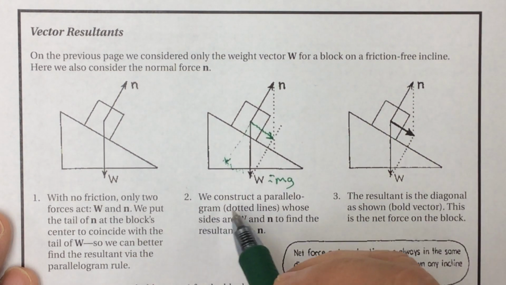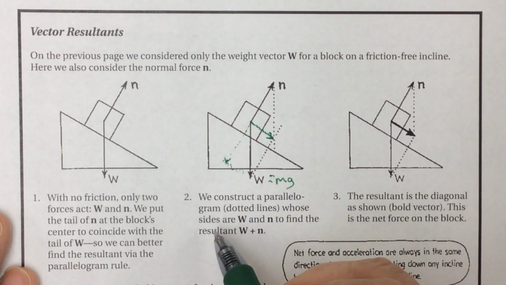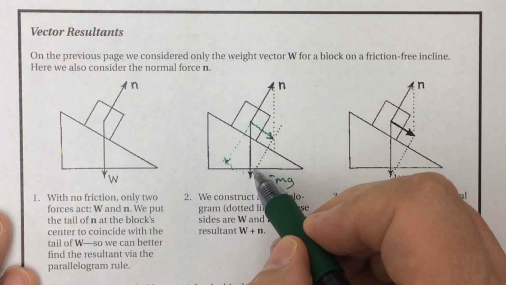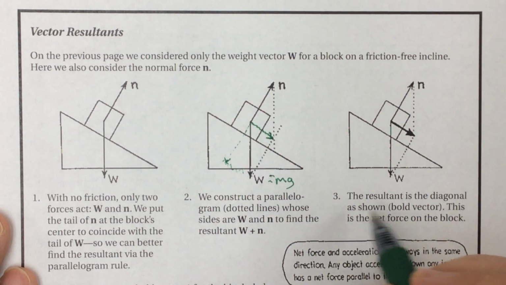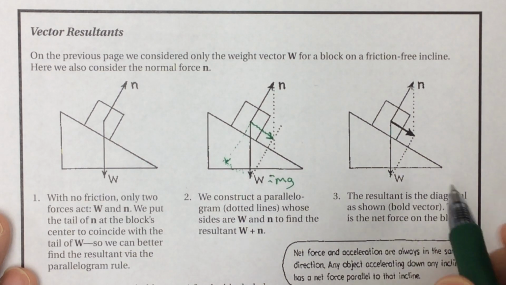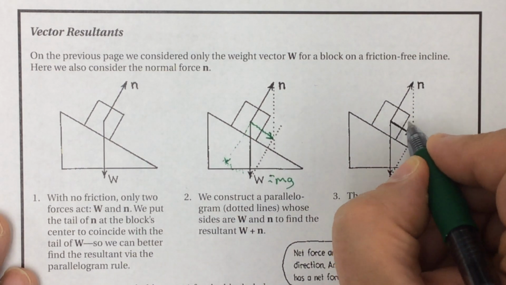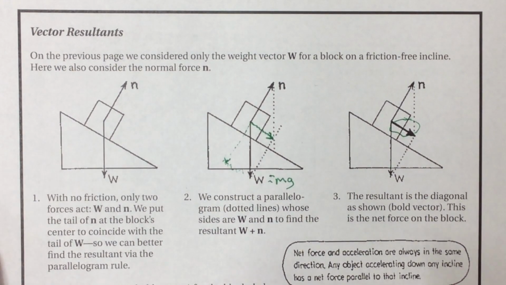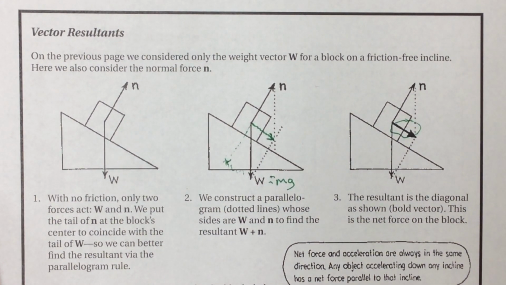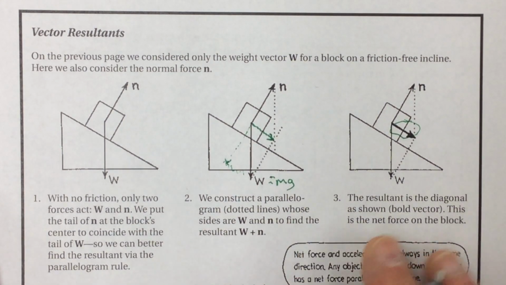So we construct a parallelogram whose sides are W and N. So here's W straight down, N out. The resultant of the diagonal, the bold vector, this is the net force on the block. This here is what's making the block move. If you have a net force that's not canceled, it is what is accelerating the object. Whenever you have a net force, it accelerates.